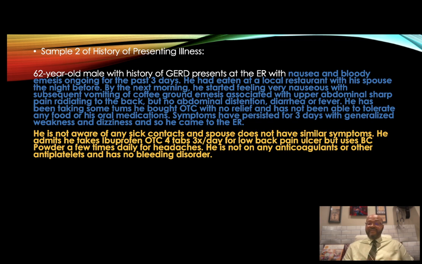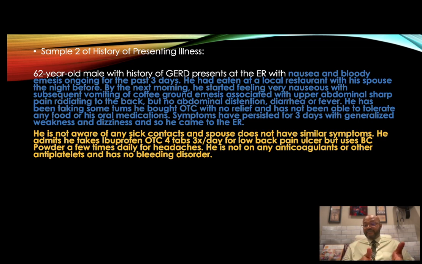Okay, he's not aware of any sick contacts, and spouse doesn't seem to be having similar symptoms. Okay, he admits to taking ibuprofen, 4 tablets 3 times a day for low back pain, and uses BC powder a few times daily for headaches. He's not on any anticoagulants or other antiplatelets and has no bleeding disorder. So again, this is showing other possible causes of this upper GI bleed.